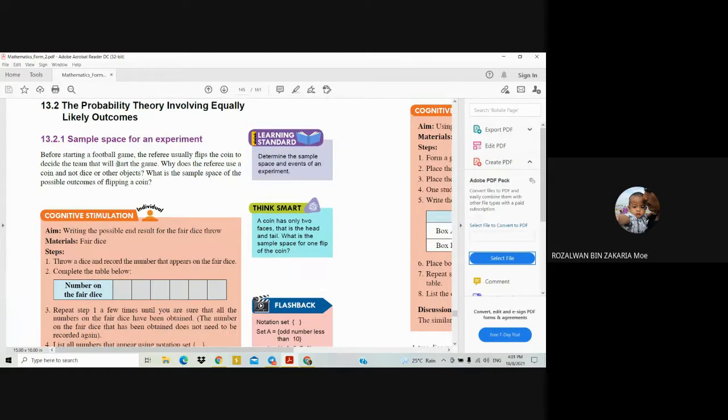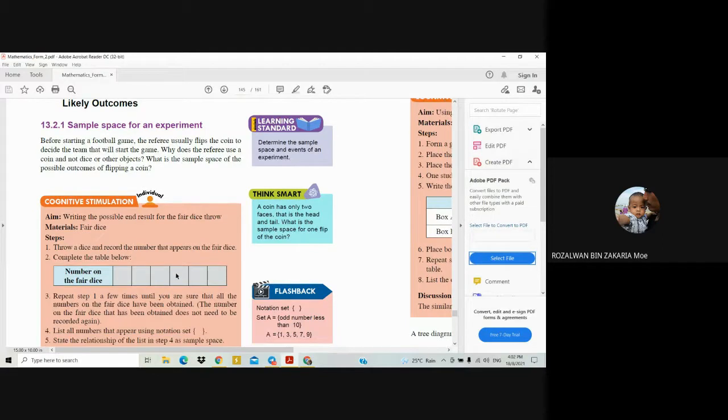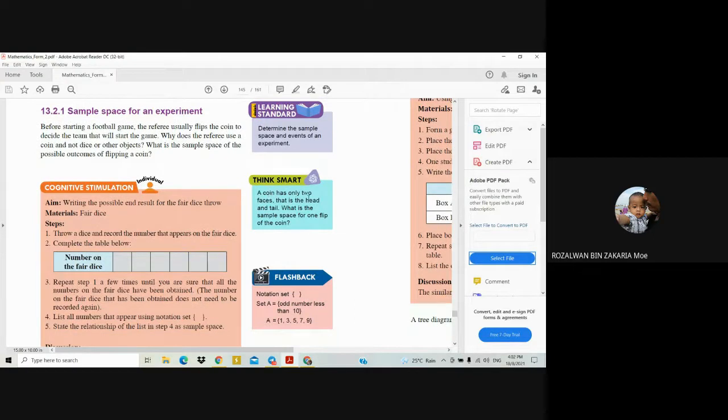Before starting a football game, the referee usually flips a coin to decide which team will start the game. Why does the referee use a coin and not dice or other objects? What is the sample space of the possible outcomes of flipping a coin? The sample space is actually the possible outcomes. So for this situation, the possible outcome of flipping a coin is either head or tail, because a coin has only two faces, the head and the tail.